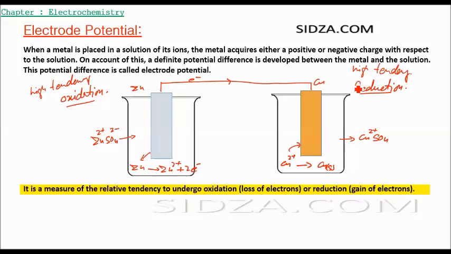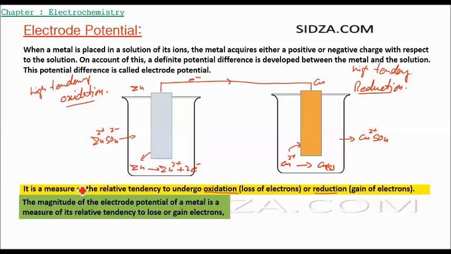This tendency of the electrodes to lose or gain electrons is called electrode potential. Electrode potential is the tendency of any electrode either to lose electrons, that is, undergo oxidation, or to gain electrons, that is, undergo reduction. The magnitude of the electrode potential represents the relative tendency of the electrodes to gain or lose electrons.